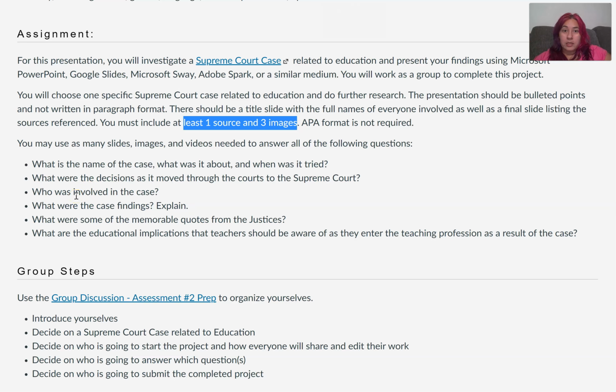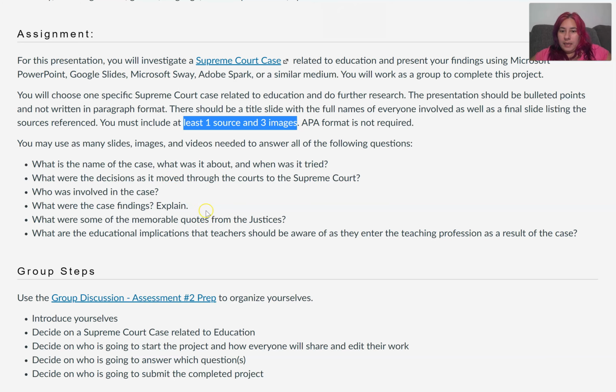Another question, who was involved in the case? So what was it? Parents? Was it a district? Was it schools? Was it teachers? And then what were the findings? So what did they say? What were some memorable quotes from the justices? So sometimes the justices give statements or they're quoted on things, and those have some bearing in society. And then finally, what are some implications that teachers should be aware of? And think about, well, has the Supreme Court overturned it? Or have states made their own interpretations or extended those Supreme Court findings? So those are the 6 questions that you'll be focusing on. Split those 6 questions up as a group.